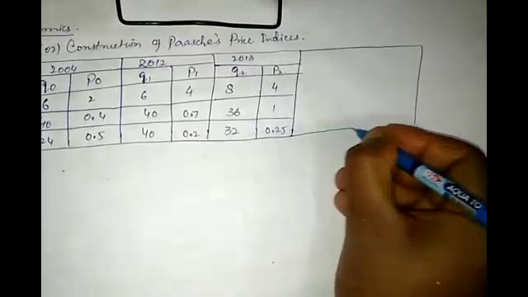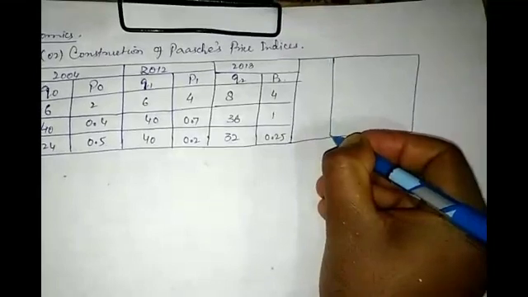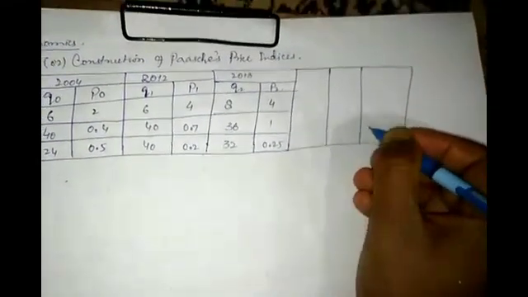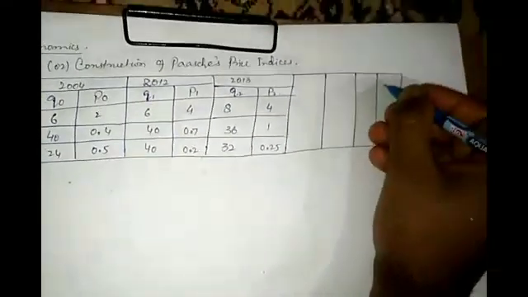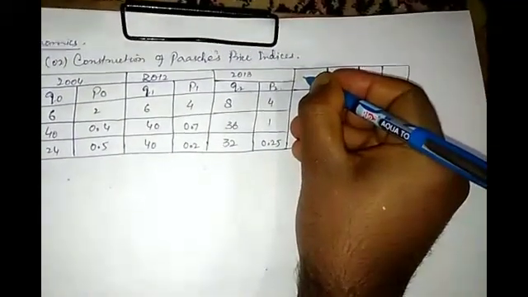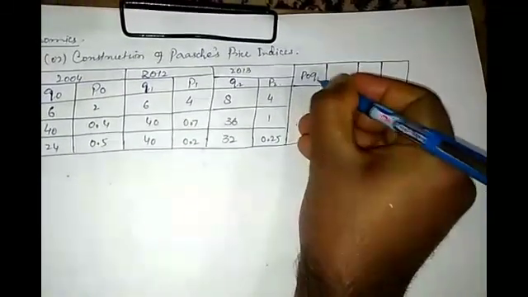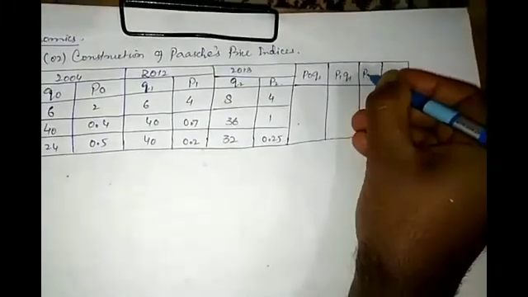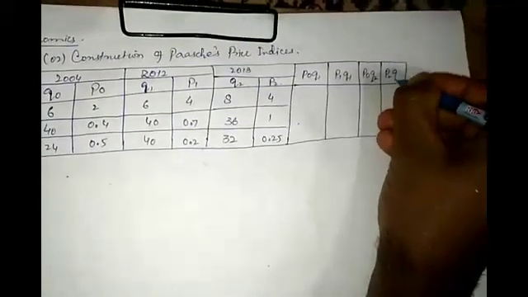Now we have to find the values, that is P0Q1 first, the second P1Q1, the third one is P0Q2 and the fourth one is P2Q2. These are the formulas that we require for the Paasche's index method: P0Q1, P1Q1, P0Q2 and P2Q2.